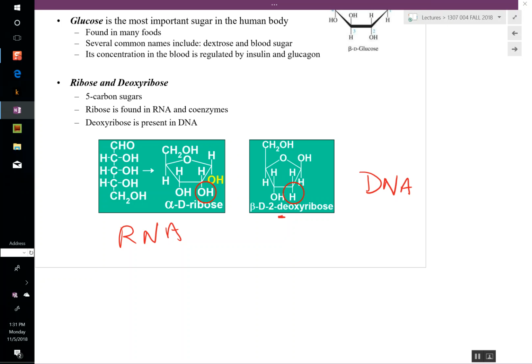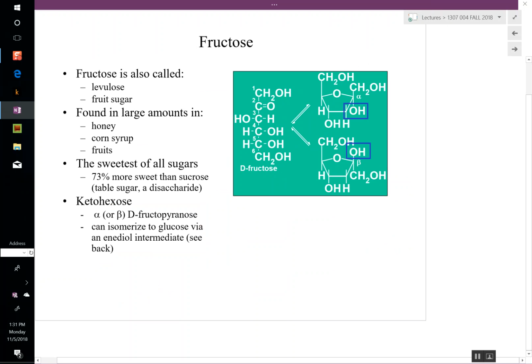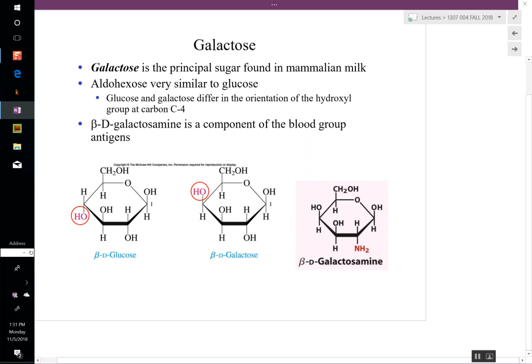There's nothing random going on inside your body. It's not random. It's very incredible chemistry, actually. All right, there's fructose again. I'm not going to dwell on it.